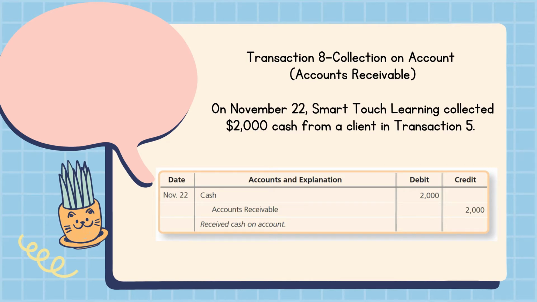Transaction 8, collection on account. On November 22nd, Smart Touch Learning collected 2,000 cash from a client in transaction 5. So, collected cash, so my cash increased from a client in transaction 5. In transaction 5, I provided service to a customer and I recorded that amount as accounts receivable to be received later. So now the second account affected is accounts receivable.